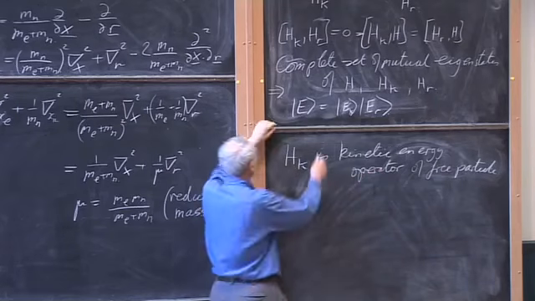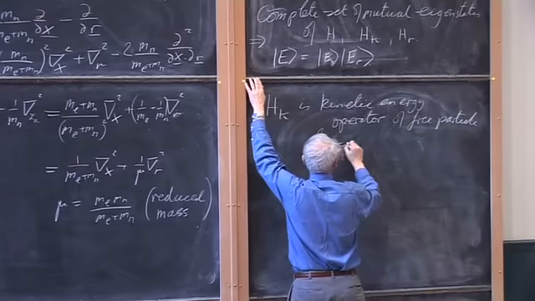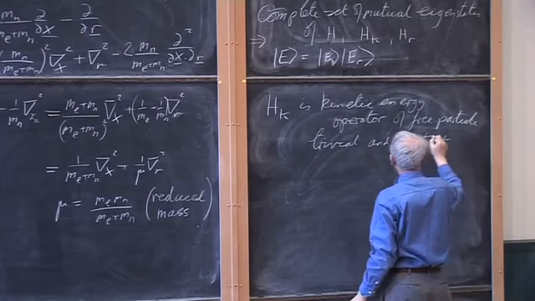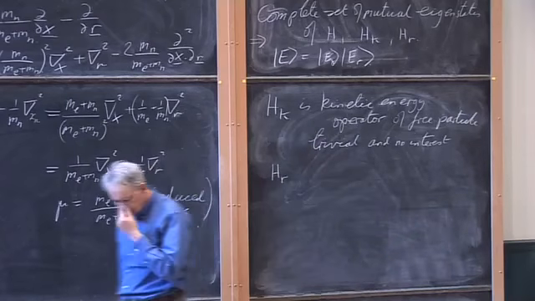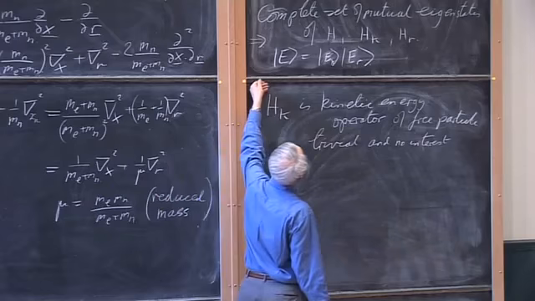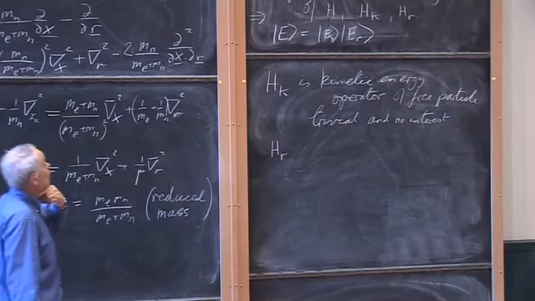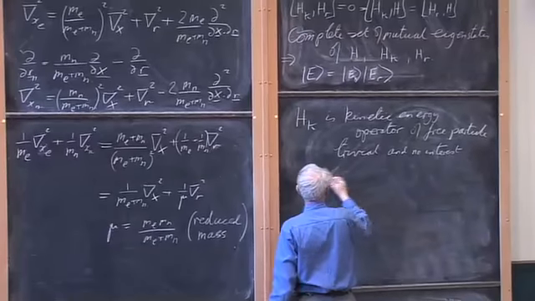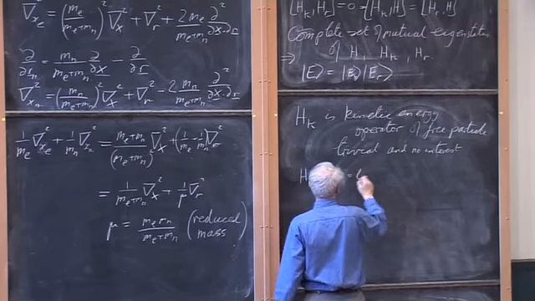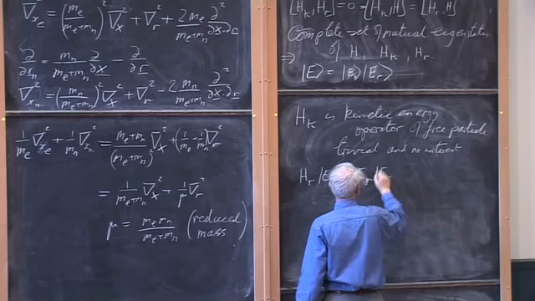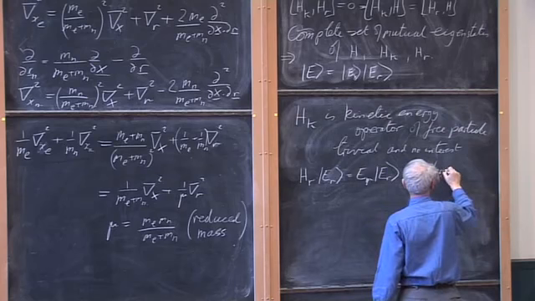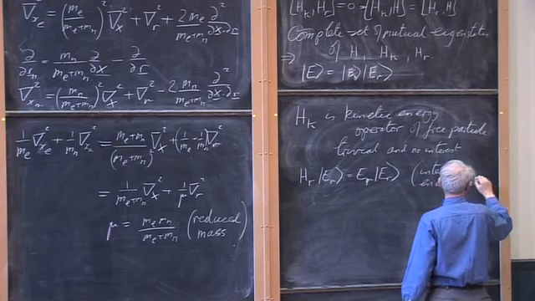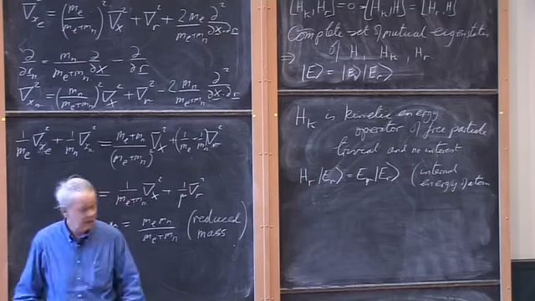What we want to know is, this is basically trivial and of no interest. So we focus in on H_R. Now, we went to some considerable trouble to show, so this has to be studied. What we want to deal with is H_R, E_R is equal to E_R, E_R. And this is going to describe the internal energy of the atom, as distinct from the translational kinetic energy that it has, because it's moving.